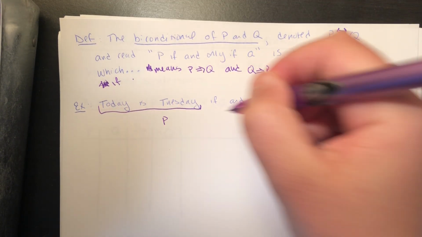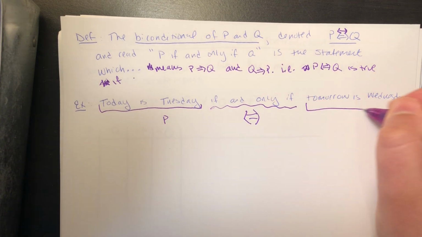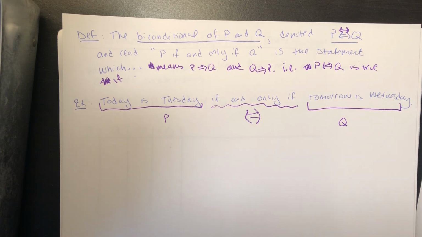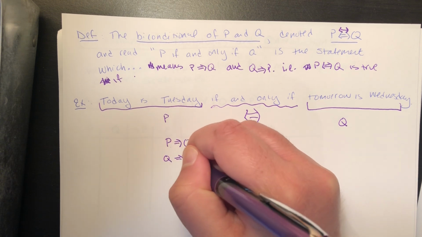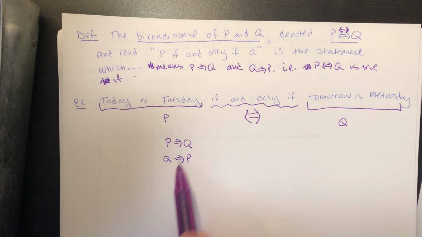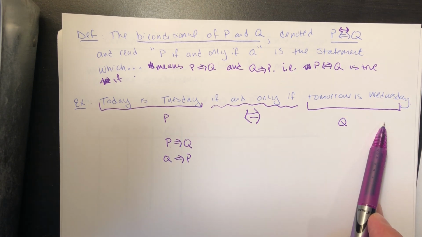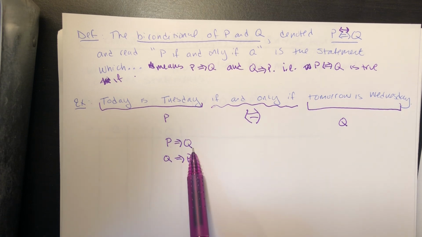All right, so let's, for example, look at the biconditional statement. Today is Tuesday if and only if tomorrow is Wednesday. Right, so this is P if and only if Q. Is this a true biconditional statement? Well, we would need to check that P implies Q is true, and we would need to check that Q implies P is true. So P implies Q would be the statement, if today is Tuesday, then tomorrow is Wednesday. This is a true statement. If today were Tuesday, it's not. For me, it's Saturday. If it were Tuesday, though, it would be true that tomorrow is Wednesday. So that first conditional statement is true.